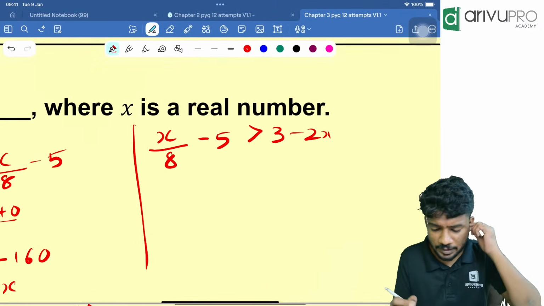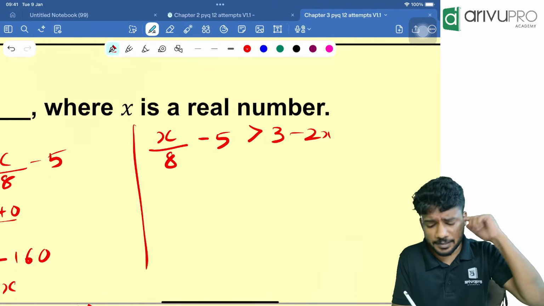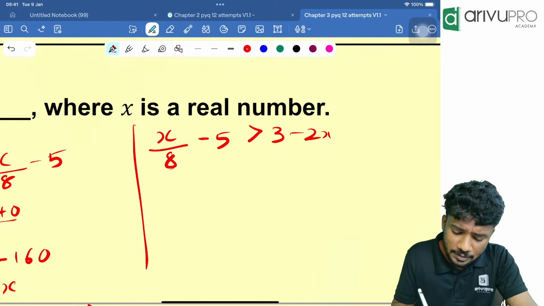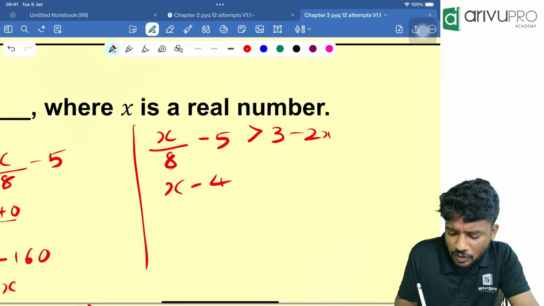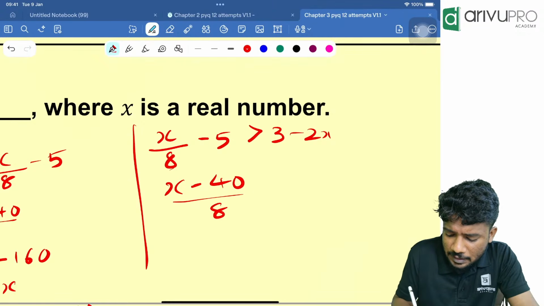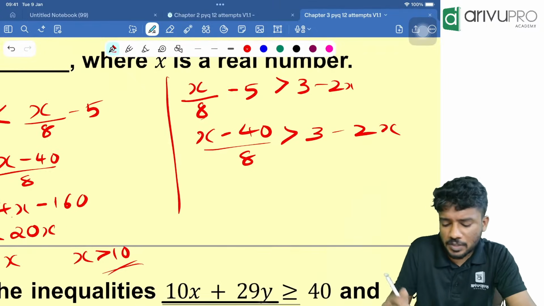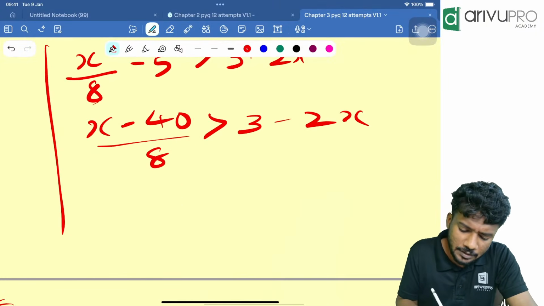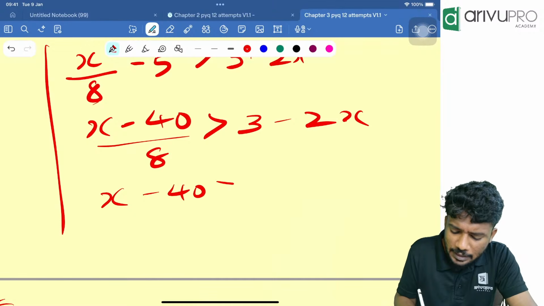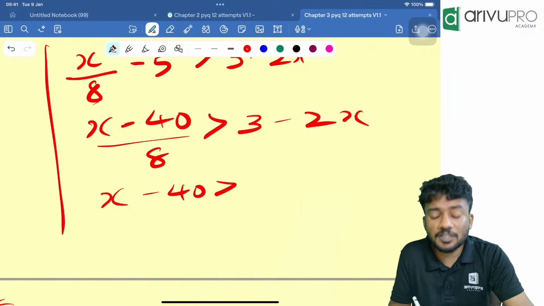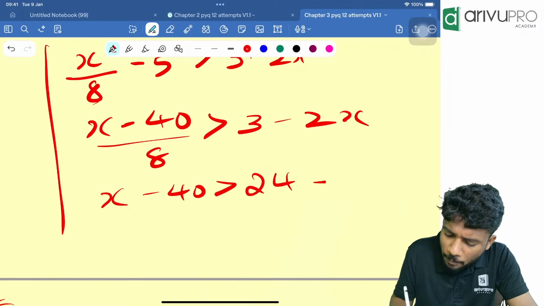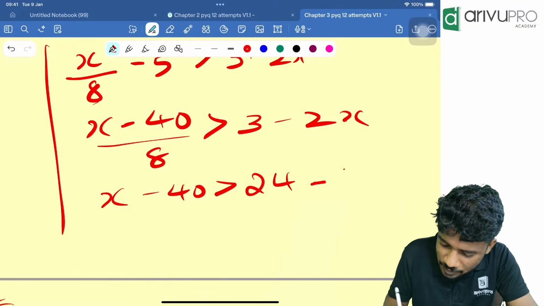Now here also you take the LCM. It will become x minus 40 divided by 8 greater than 3 minus 2x. Now cross multiply again. That means x minus 40 greater than 8 into 3, which is 24, minus 8 into 2, which is 16x.